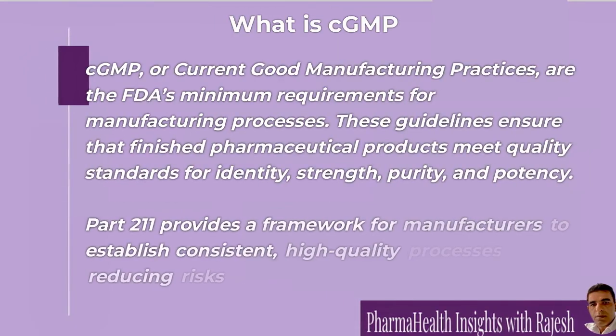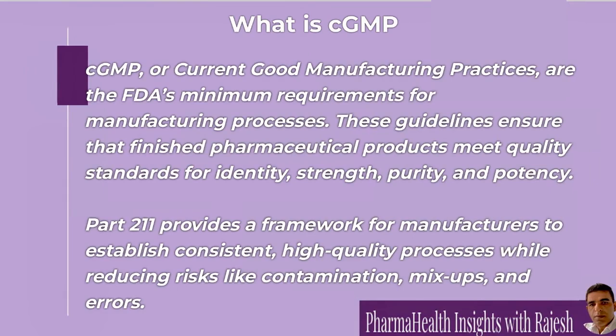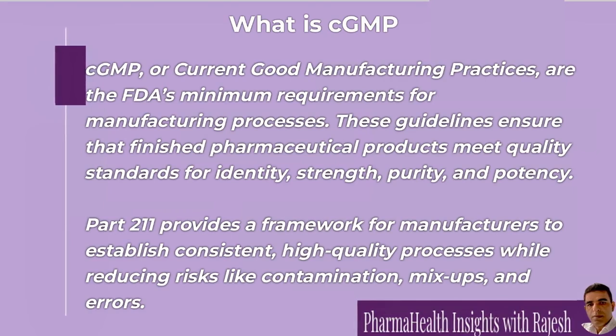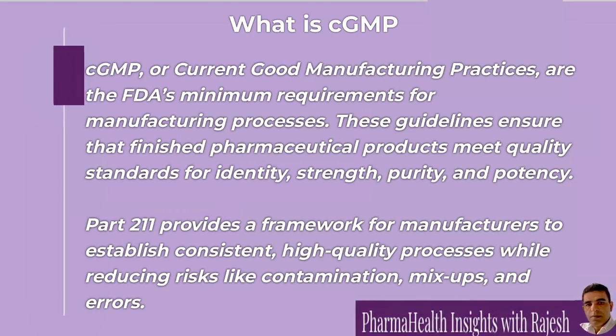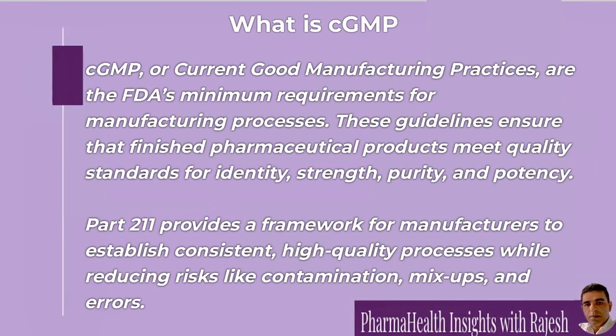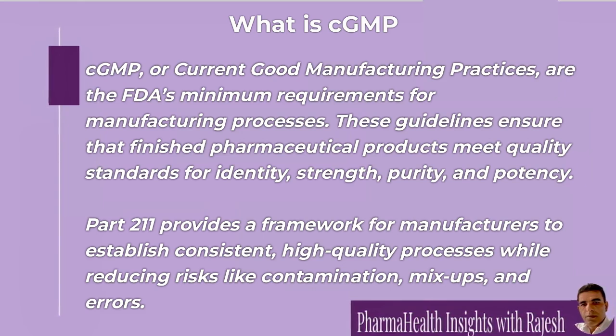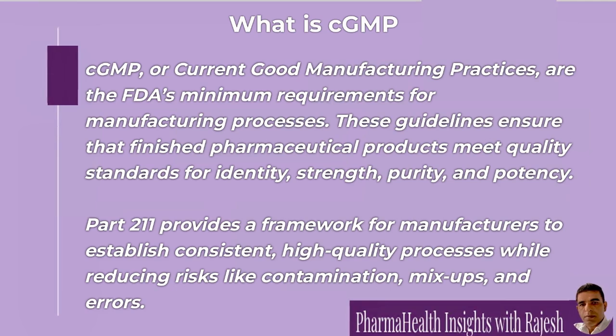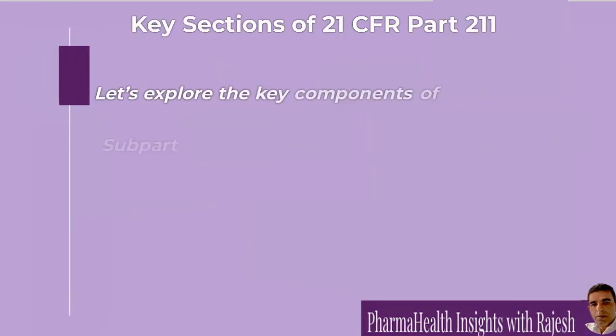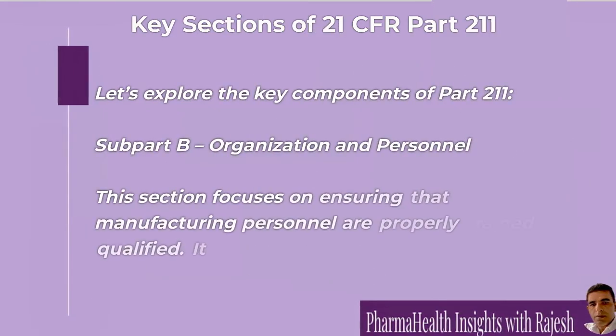cGMP, or Current Good Manufacturing Practices, are the FDA's minimum requirements for manufacturing processes. These guidelines ensure that finished pharmaceutical products meet quality standards for identity, strength, purity, and potency. Part 211 provides a framework for manufacturers to establish consistent, high-quality processes while reducing risks like contamination, mix-ups, and errors. Let's explore the key components of Part 211.